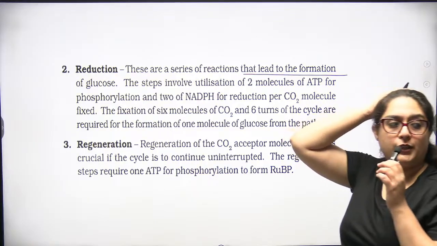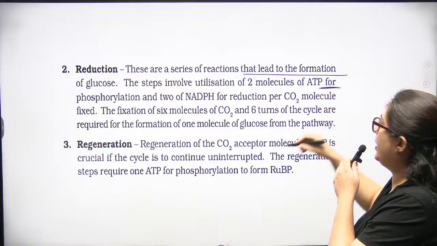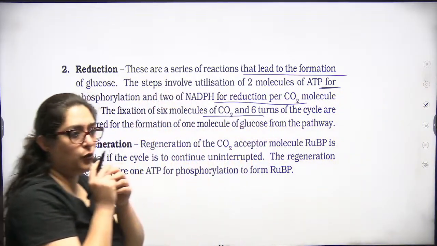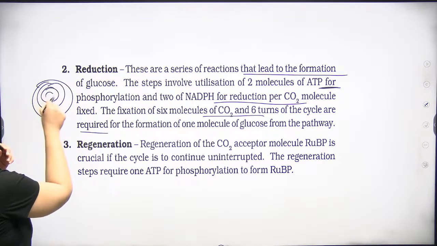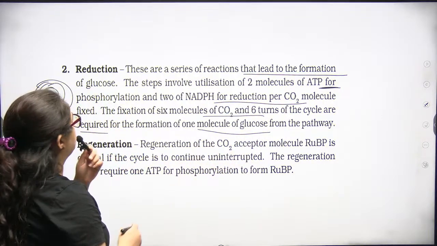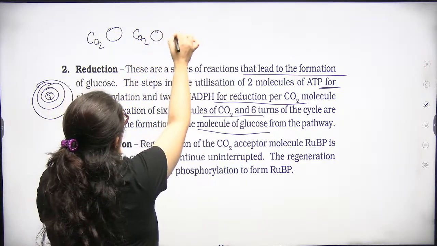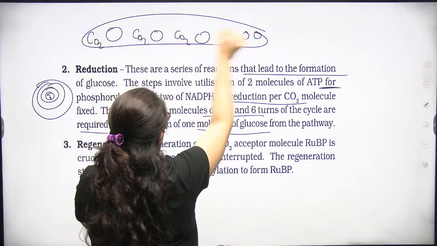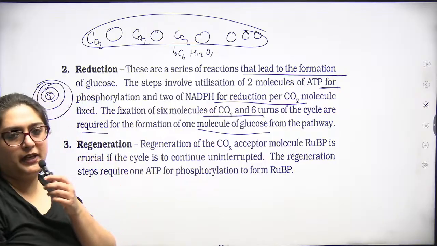These steps involve the utilization of 2 molecules of ATP and 2 molecules of NADPH for the fixation of each molecule of CO2. For 6 molecules of CO2, 6 turns of the cycle result in the formation of 1 molecule of glucose. That means the first CO2 is one turn, the second CO2 the second turn, the third, fourth, fifth, and sixth. 6 cycles for CO2 result in the formation of glucose.